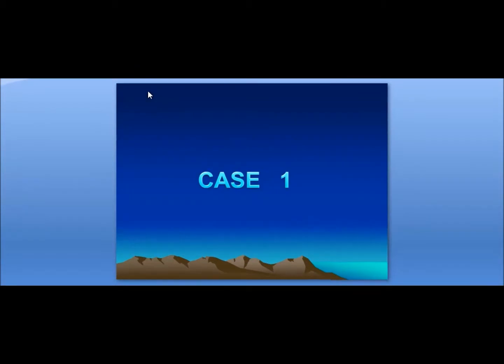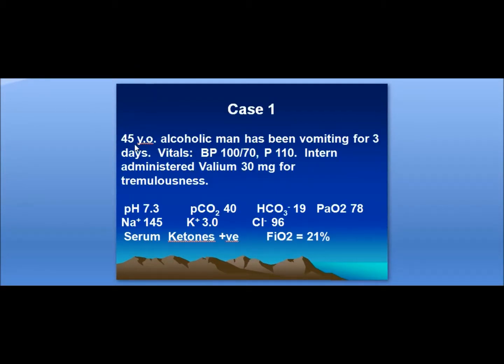Case number 1. A 45 years old alcoholic man has been vomiting for 3 days. This is number 1 pathology. Vital signs: blood pressure 170, hyperperfused, pulse rate 110, was given in the ER Valium high dose 30 mg. So consider here 3 important pathologies: vomiting, hyperperfusion, and Valium.